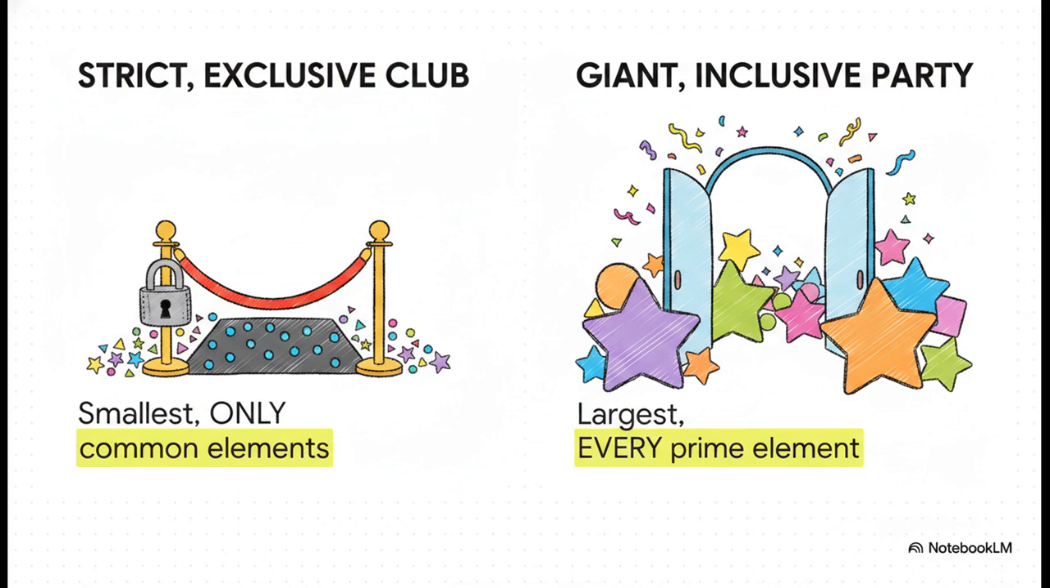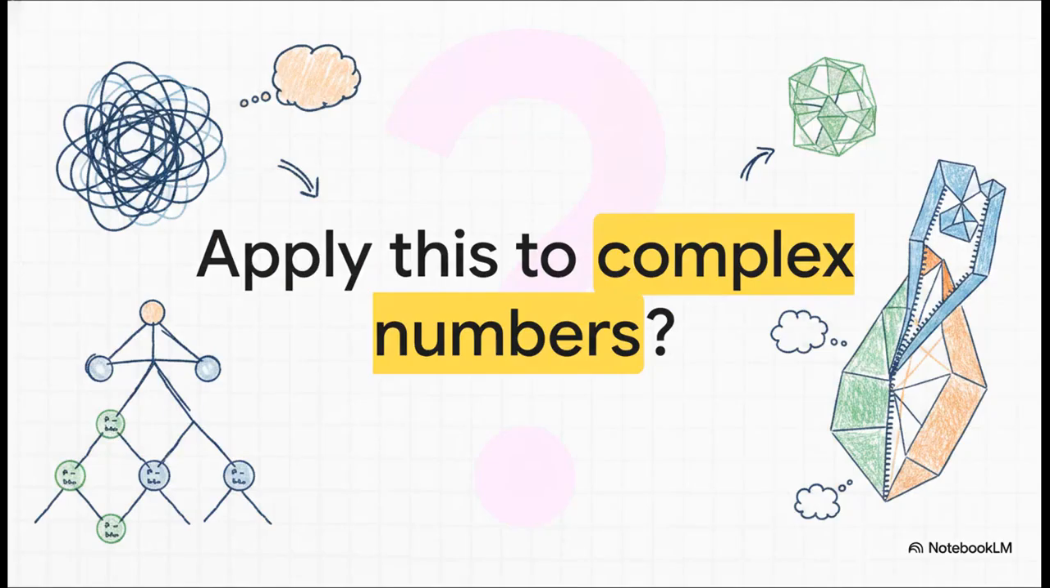HCF, smallest power, only common. LCM, highest power, every prime. Keeping this little comparison in your mind will make the distinction absolutely unforgettable. We've seen how effectively this branching method cracks the code for 24, 36, and 60. By stripping numbers down to their prime DNA, organizing them, and applying 2 very distinct logical rules, what once seemed complicated becomes incredibly straightforward. So I'll leave you with this question to ponder.